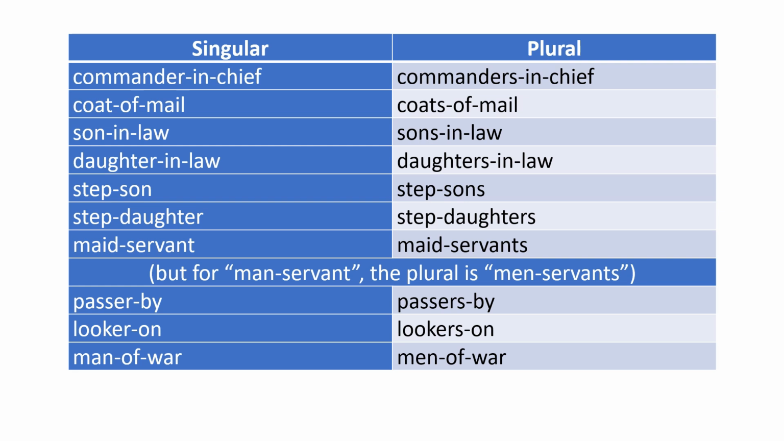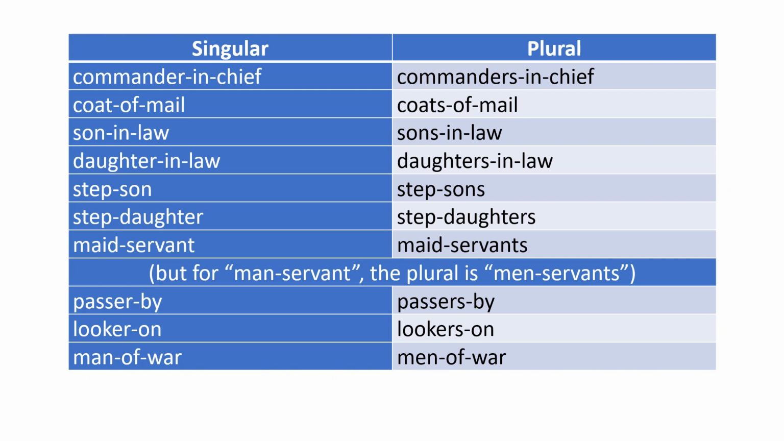It becomes daughters-in-law. Stepson. Here, son is the principal word, and therefore we added s to it, and it becomes stepsons. Stepdaughter. In stepdaughter, the main principal word is daughter, so we added s to it, and it becomes stepdaughters. Maid servant. Servant is the main word or principal word, so we added s to the servant, so it becomes maid servants.